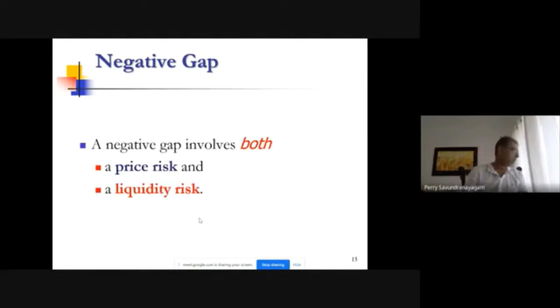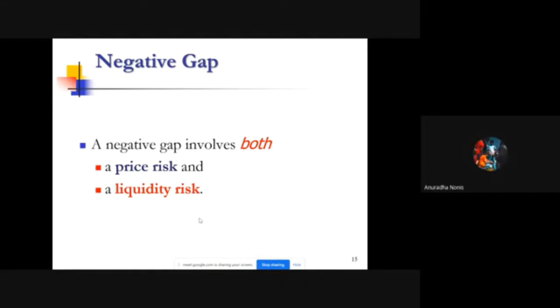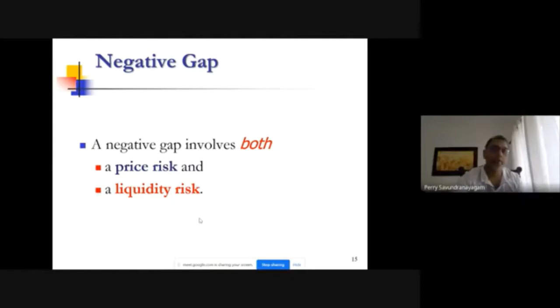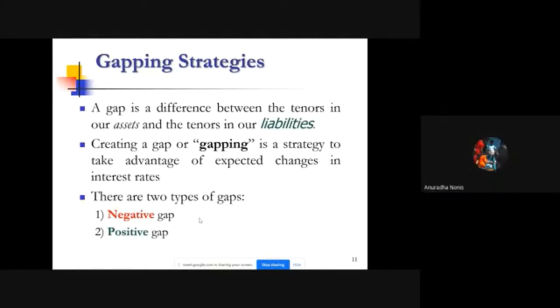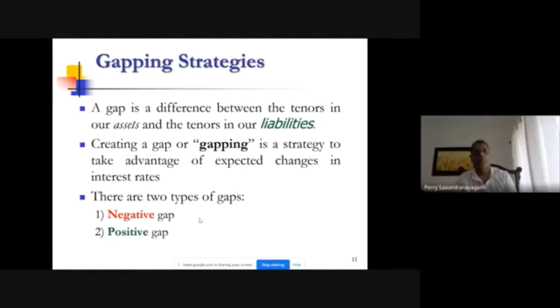Any questions on that before we go to the positive gap part of it? Sir, could you explain again what a negative gap is? Sure. So I'll take you back to, you understand what a gapping strategy is? Yes, sir. Okay, so what is a gapping strategy in your view?